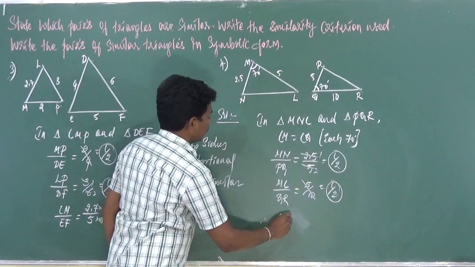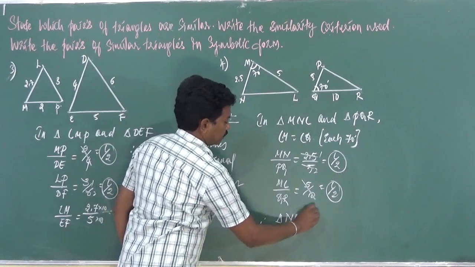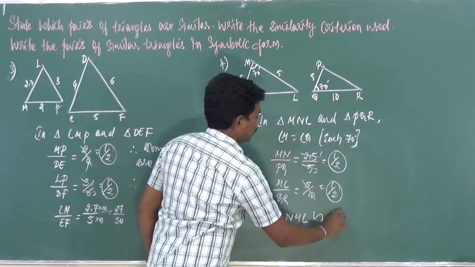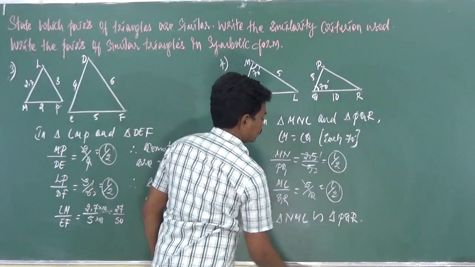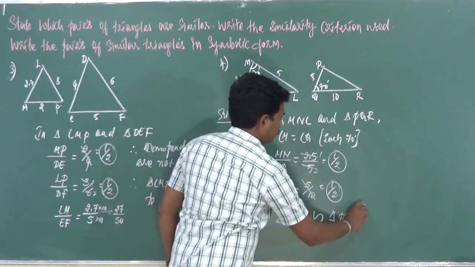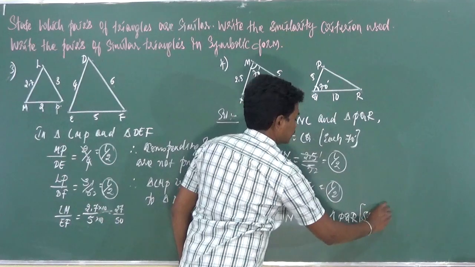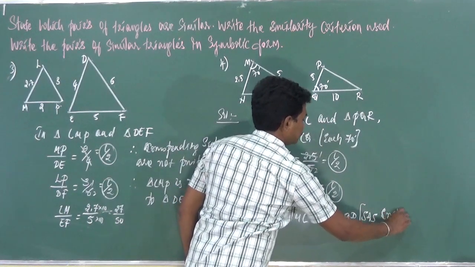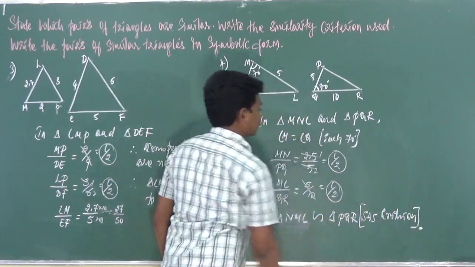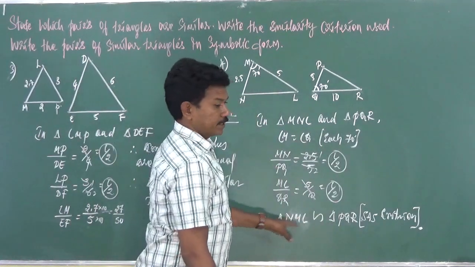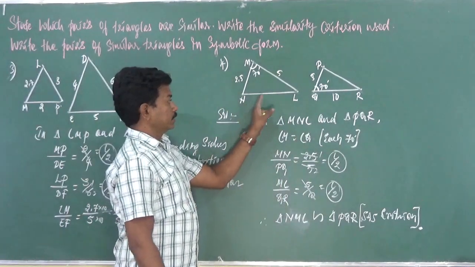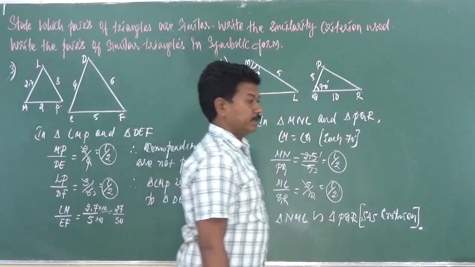So therefore triangle NML is similar to triangle PQR. This is according to the SAS criterion. Right, so this is very important. Naming the triangles symbolically at the end, looking at the figure, is very important. That plays an important role.